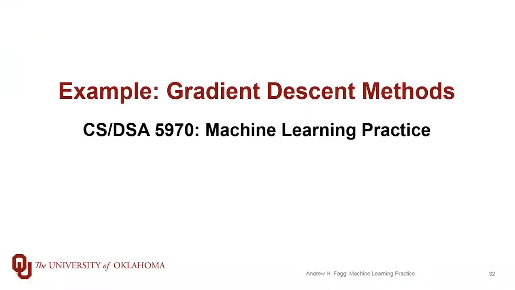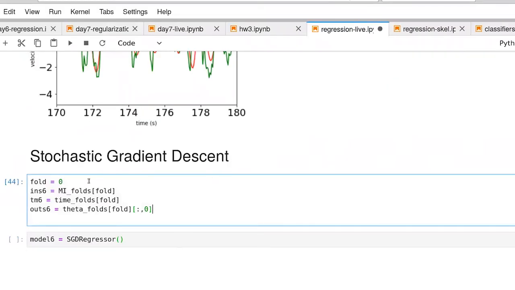I'd like to give you an example of using stochastic gradient descent in the scikit-learn domain. So let's transition over to our Python environment. Here I'm setting up all of the data that we need. In this case, I'm just being very specific about which fold we want.